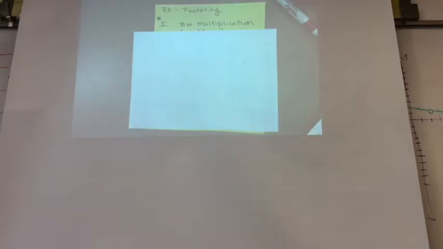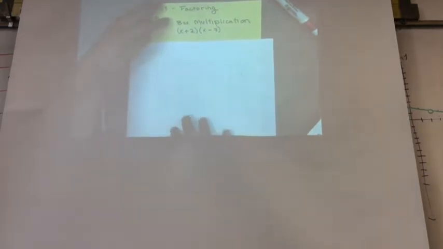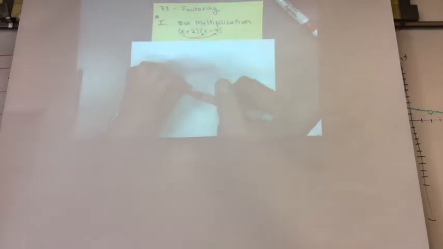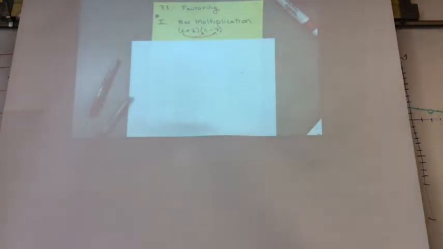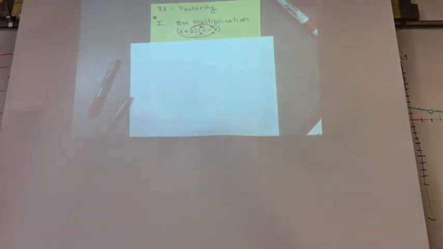First, I want to talk about box multiplication. Yesterday, or the other day, we were talking about the distributive property, in which we can say x times x and then x times 7, and then with our other color, 2 times x, 2 times negative 7, and then we add all the pieces together. You guys like to call this FOIL. I hate that word. I like to call it distributive property.